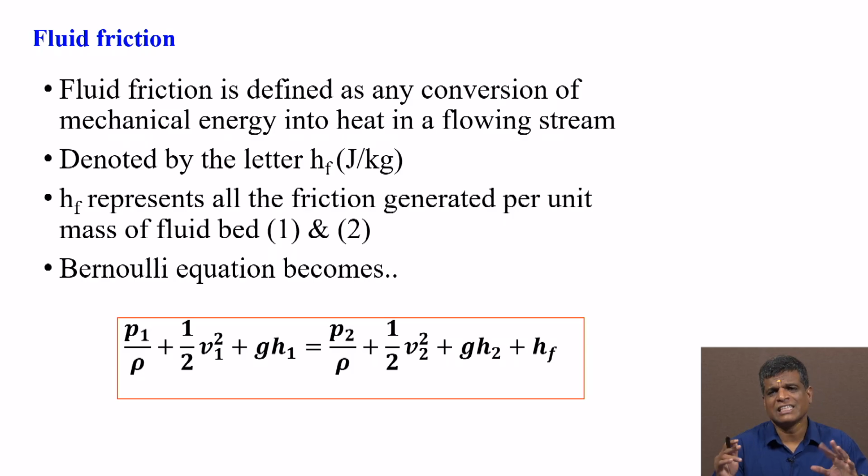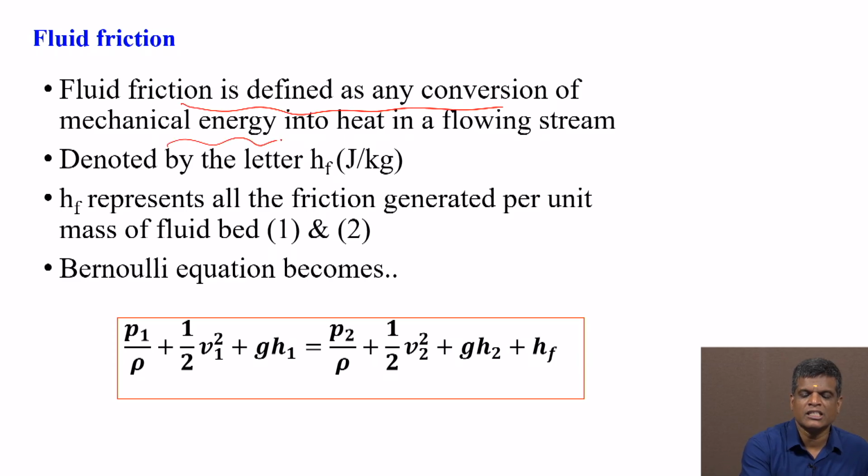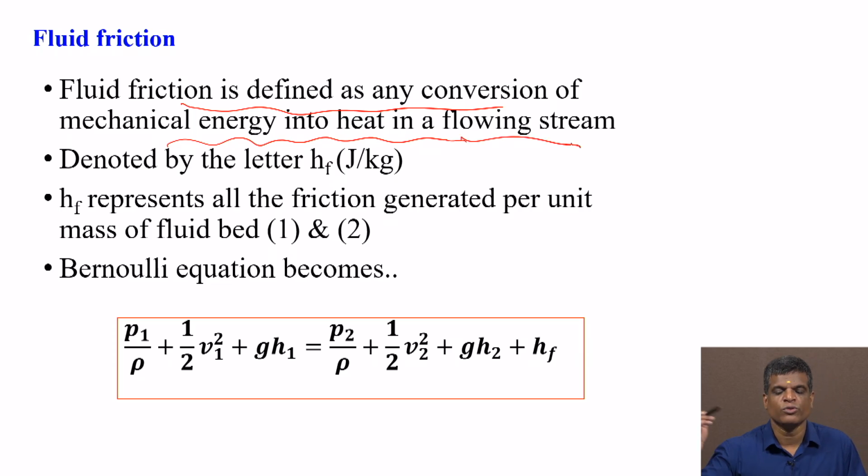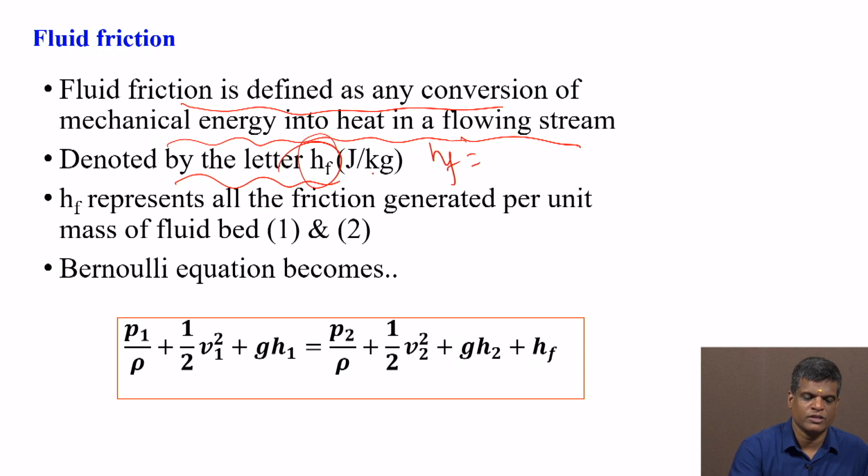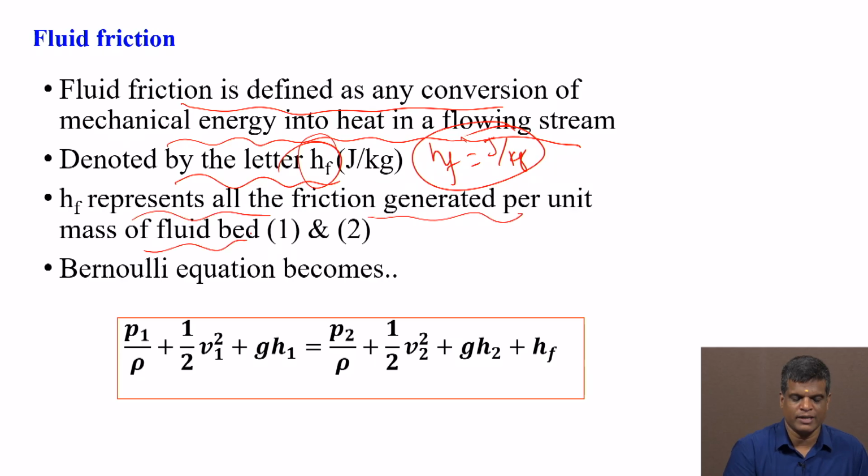So, now initially we assumed there is no fluid friction. What will happen if fluid friction is there? Fluid friction is defined as the conversion of mechanical energy into heat in a flow stream. Whatever energy is converted into heat, we normally denote as HF, the friction, in joules per kg. HF represents the friction generated per unit mass of fluid.